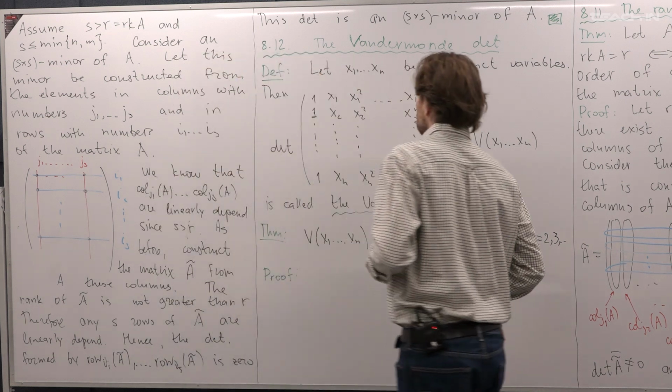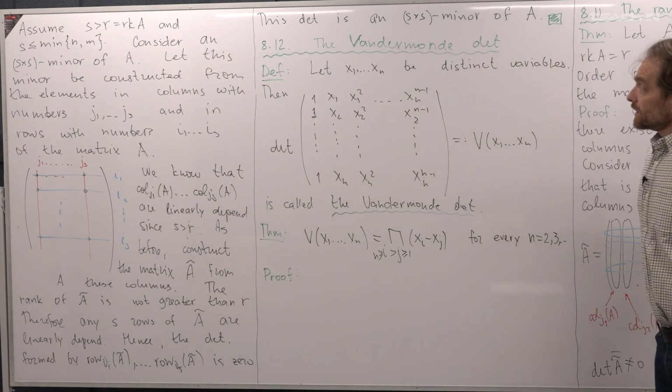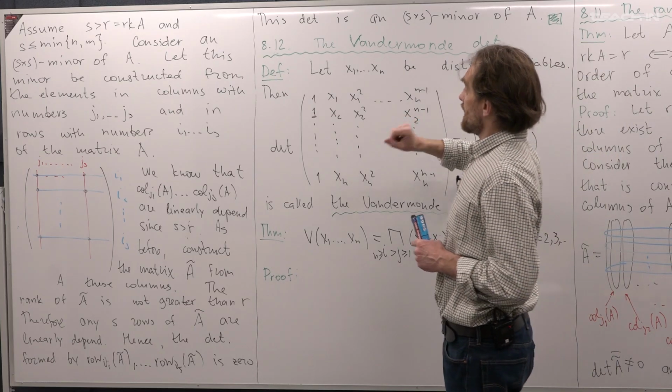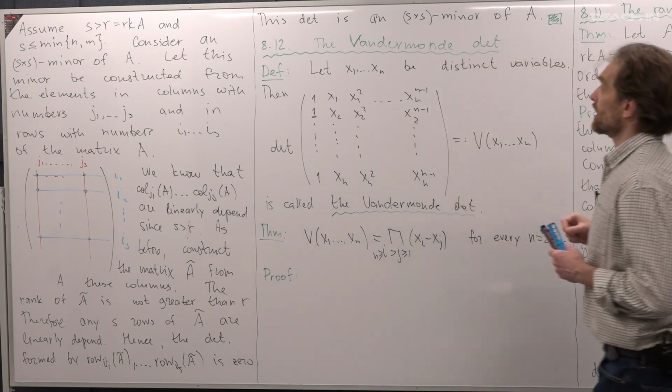So let us subtract from every column of this matrix the previous column multiplied by x1.